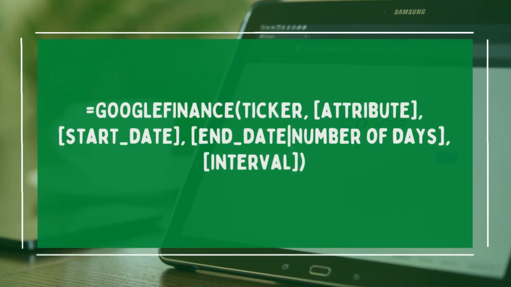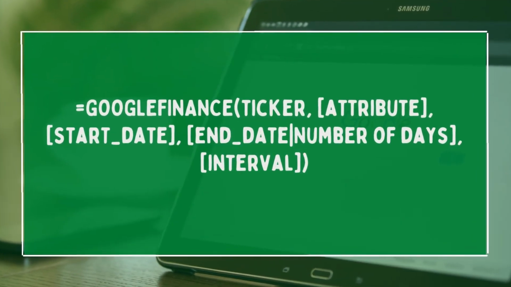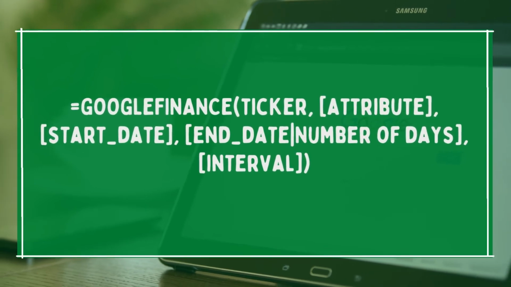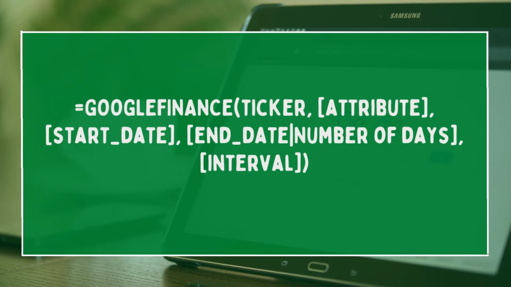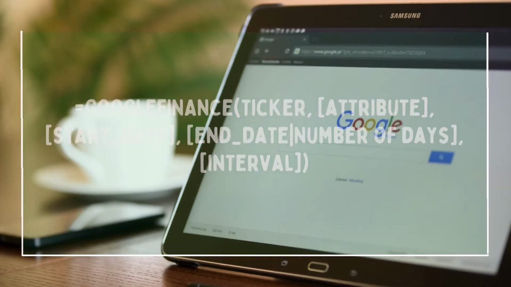Now, if we want to obtain historical stock information over a period of time, for that we can add the starting date for the period of time and then either add the end date or the number of days over which we want to know the stock price or any attributes for the stock. We can also add the interval in the formula. Interval can have two input options, either daily or weekly. Let's try these various options in Google Sheets.